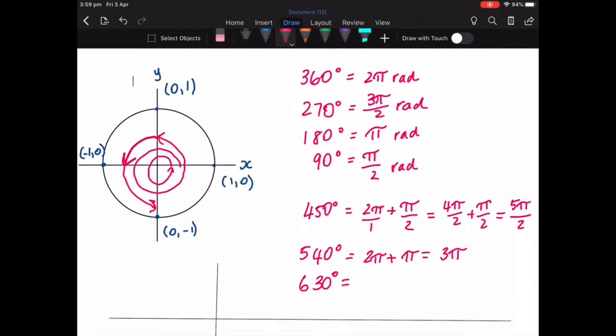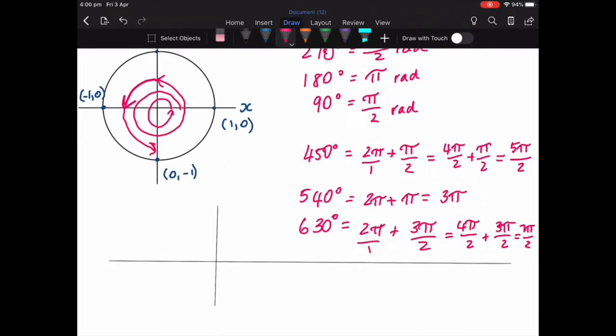Okay. So now you've got, if we go back, we've got 270 degrees plus 360. So we've got 2 pi plus 3 pi over 2. Multiply that first, turn them into fractions, multiply the first one by 2. So you get 4 pi over 2 plus 3 pi over 2, which gives me 7 pi over 2.